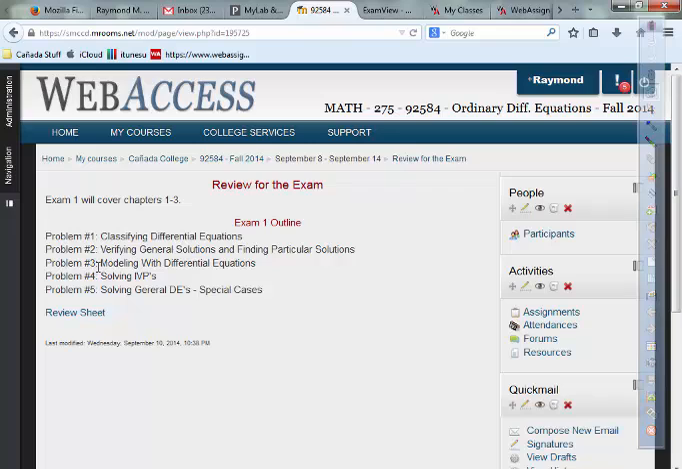Problem number 4 will be a couple of differential equations where you're going to be solving for it with initial conditions. And problem number 5 would be some special differential equations where you have to use some sort of substitution to be able to solve for it, either Bernoulli or one of those other substitutions that we've done in class or you've done in homework. Okay?